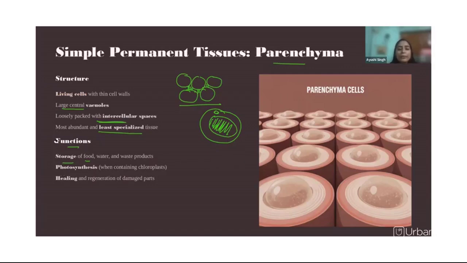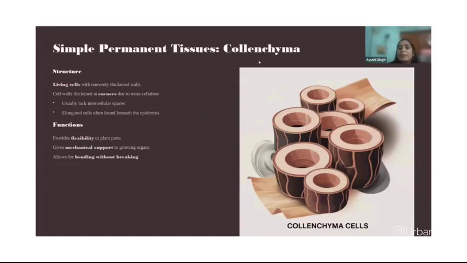Photosynthesis can also be done when chloroplasts are there. So parenchyma contains chloroplasts as well. It also helps in healing and regenerating the damaged parts. They have very thin cell walls, and they can easily be present at the part of healing and help in healing. So these are the functions of a parenchyma, which is a simple permanent tissue. The second type of simple permanent tissue is collenchyma.